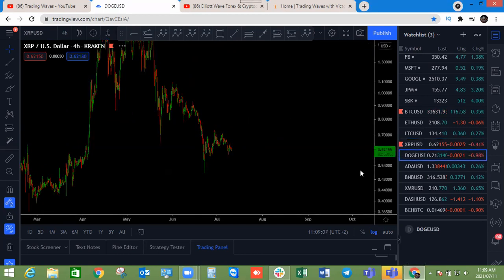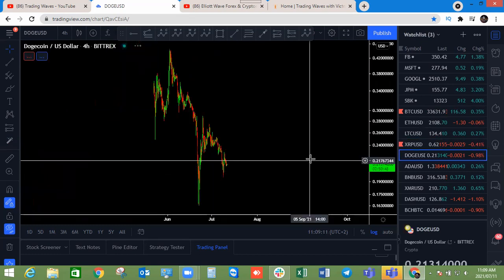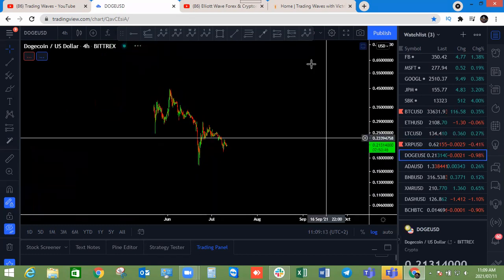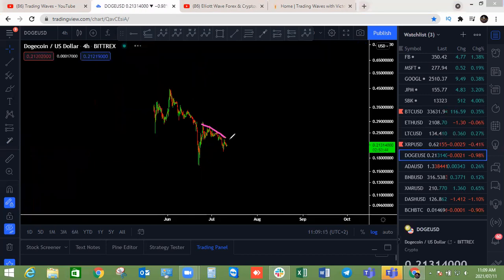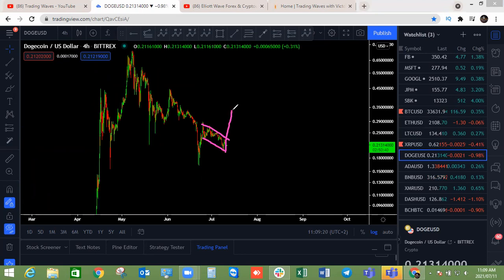Dogecoin. Dogecoin is very interesting. It has been around the same price range for a while. Let's have a look here. This price range here. If we break out of this structure, we may get back to around 35 cents here on Dogecoin.